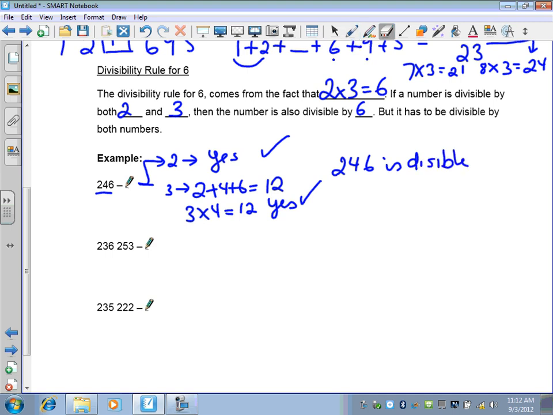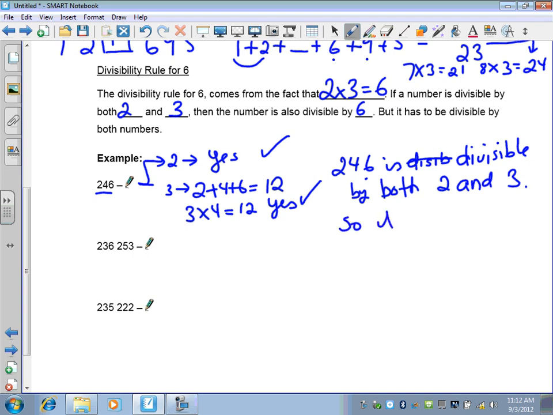Having a hard time writing today. Divisible by both 2 and 3. So it is divisible by 6. So it's a two-stage test. Test for 2, and if it passes, test for 3.